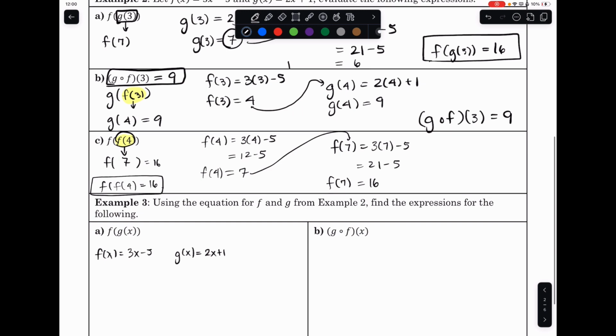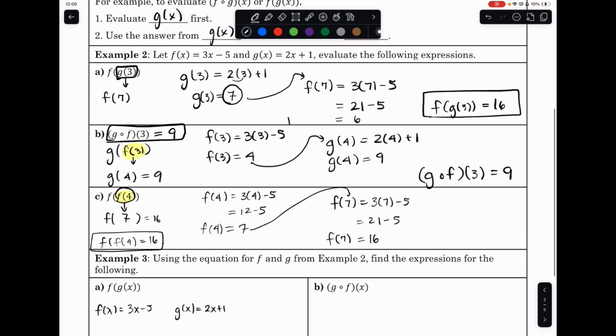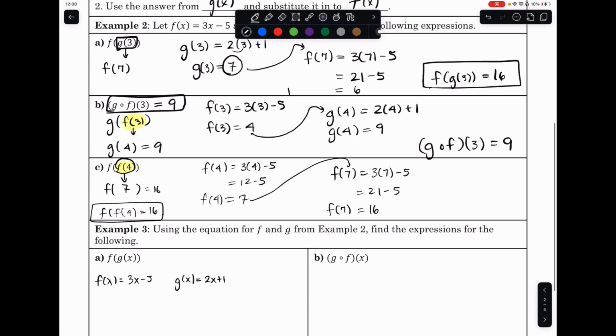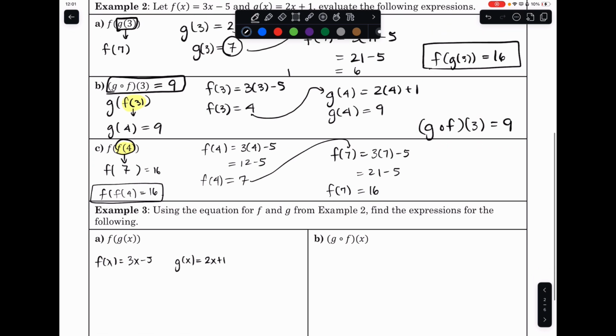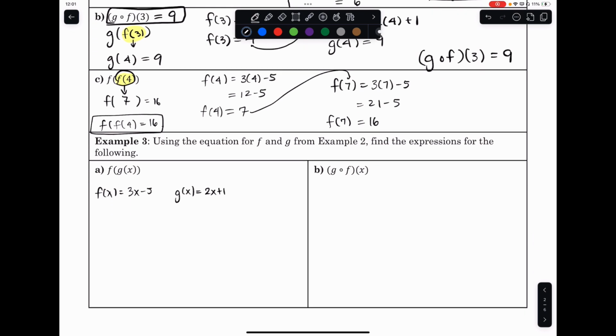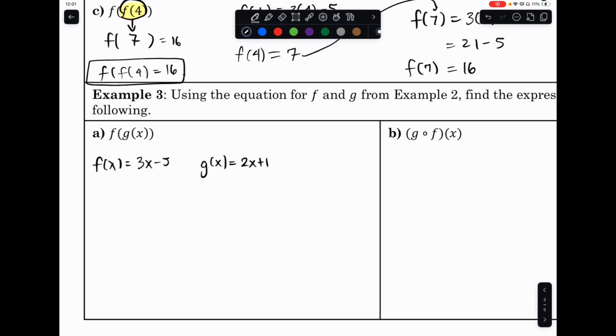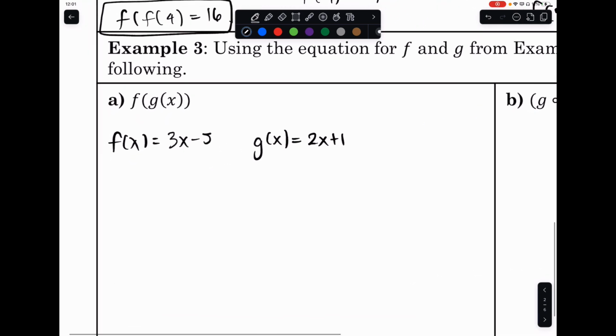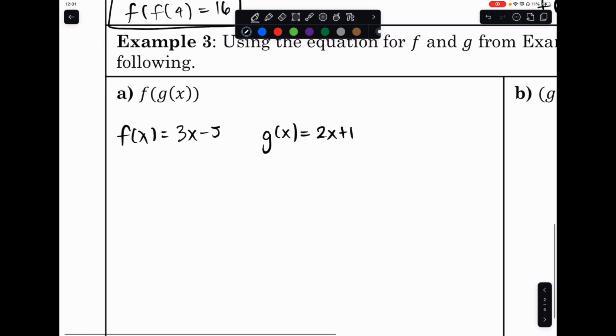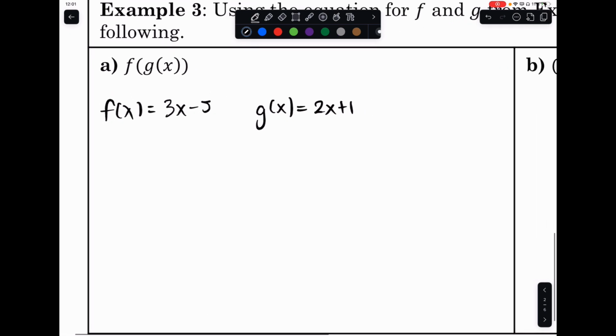Now, in the previous three examples, we were finding a specific y value, a specific output value for the compositions. Now let's look at using the same rules for f and g. Let's find the following expressions, which will give us an equation that can help me figure out the output value for any x. So here, I want to evaluate f of g of x. Right here, we're not going to figure out one specific y value. We're going to figure out all of the y values for this composition.